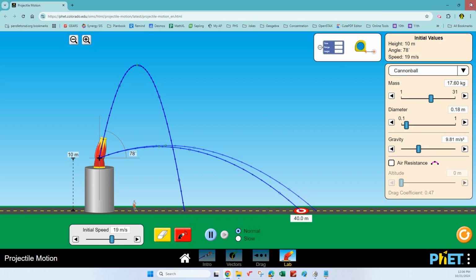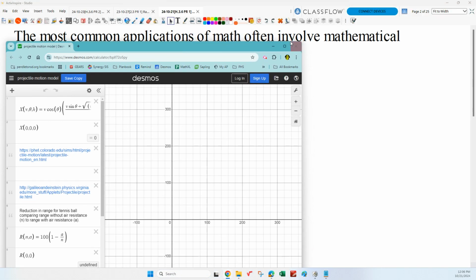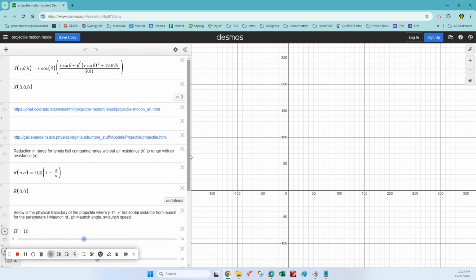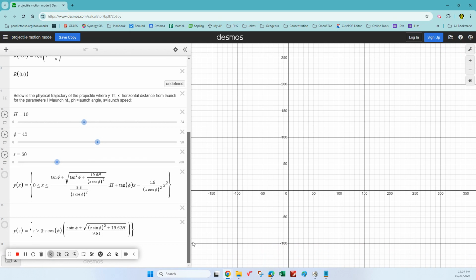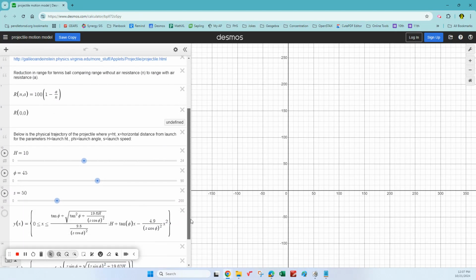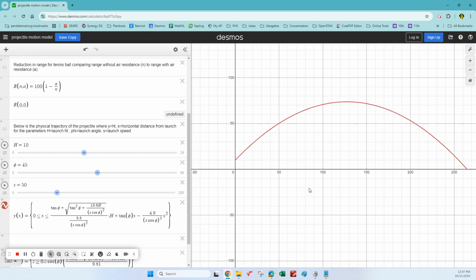That's all it is. Here's another, I just threw something together here to show you what that might look like if you were looking behind the scenes at something like this. Here's what the math would look like if we were trying to make a prediction of range as a function of what are the parameters here? The height of the pedestal, the height from which we're launching our cannonballs, the angle, and the speed. So if we pick a height of 10, an angle of 45, and a speed of 50, for example, that's what the trajectory would look like.